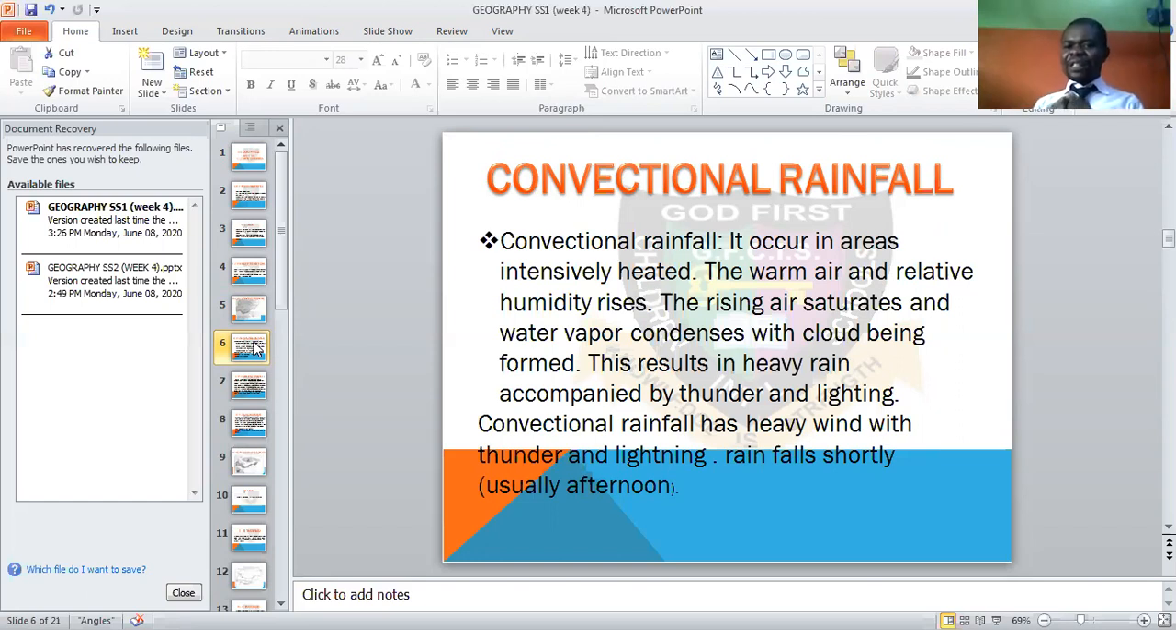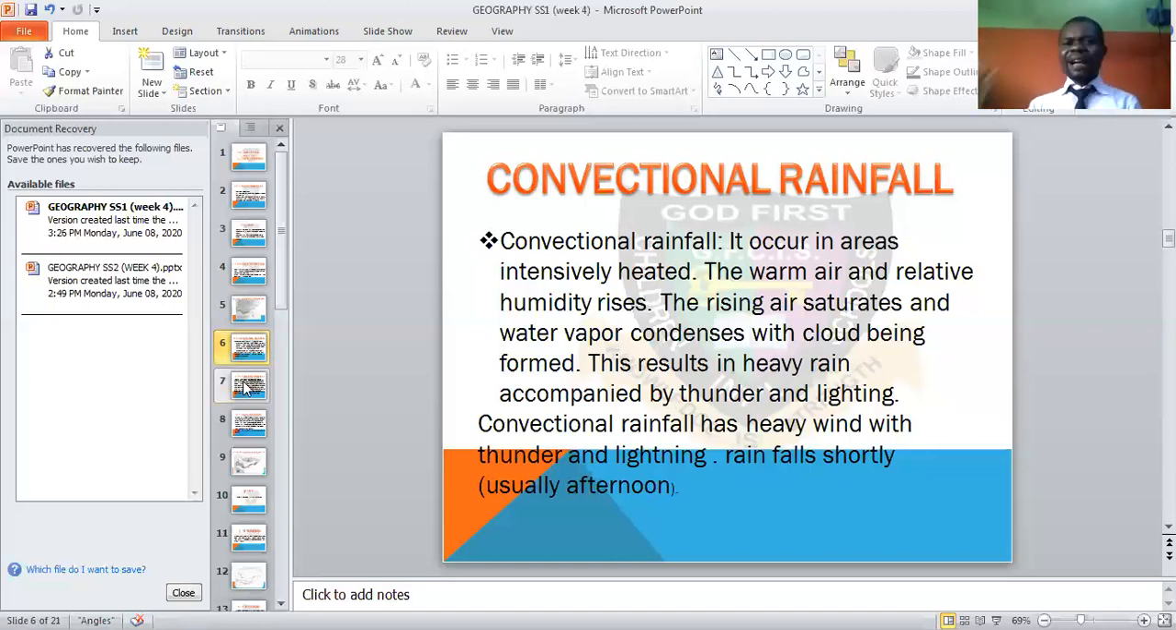This rainfall is associated with or carries thunder and lightning. Conventional rainfall has strong wind with thunder and lightning that follow it. The rainfall is usually in the afternoon, it just falls briefly, just like when you want to go out of your house, you see rain. After a while, like 2 minutes, 3 minutes, there's no rain again. Not the one that will take the whole of the day. That is what we're talking about here.